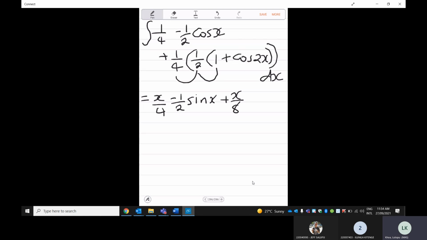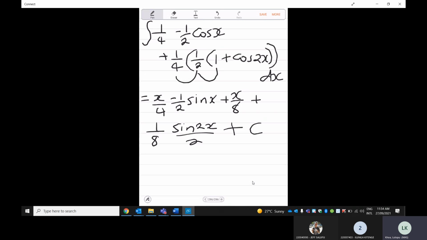And then again, I have 1 over 4 times half times cos 2x. So that's 1 over 8 cos 2x. So here I have 1 over 8. Then the integral of cos 2x is sine 2x divided by 2. Then we add our constant of integration.